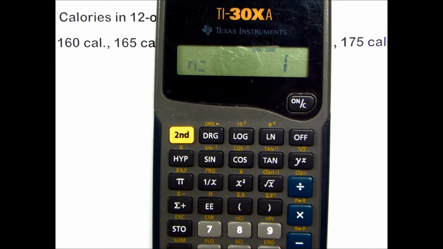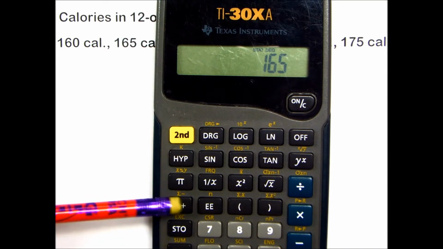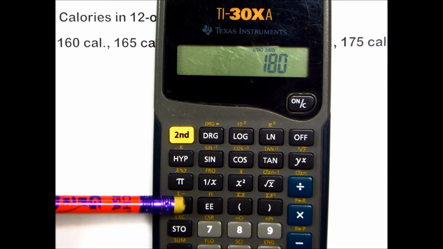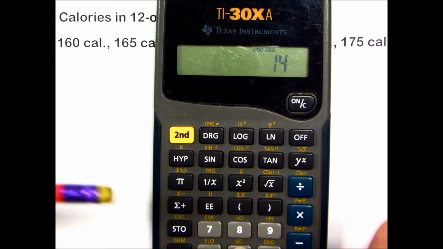I'll continue with the next data value, 165 calories, and after each one, we'll hit the summation key. The next value in the data was 155. Hit the summation key. It tells us that was the 3rd value entered. Next we have 180. Hit the summation key. 145. Hit the summation key. And the last value, 175, we hit the summation key. The calculator is showing us that we've entered 6 values. That's what we were given.